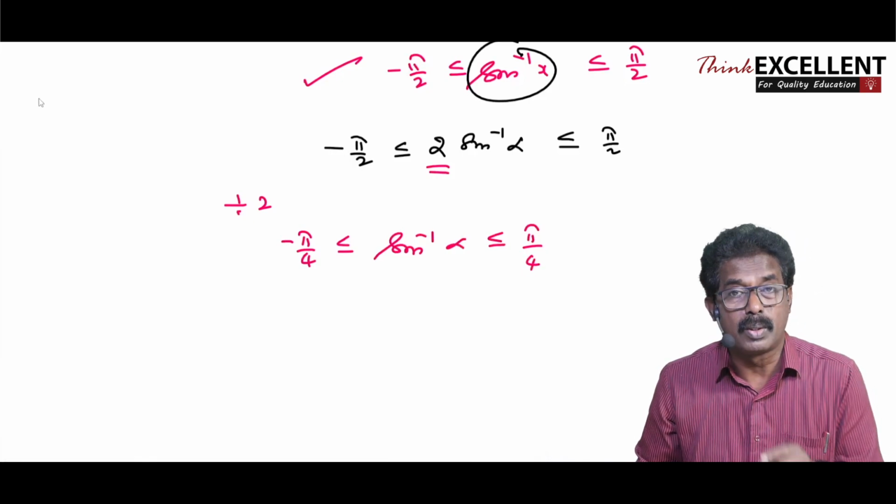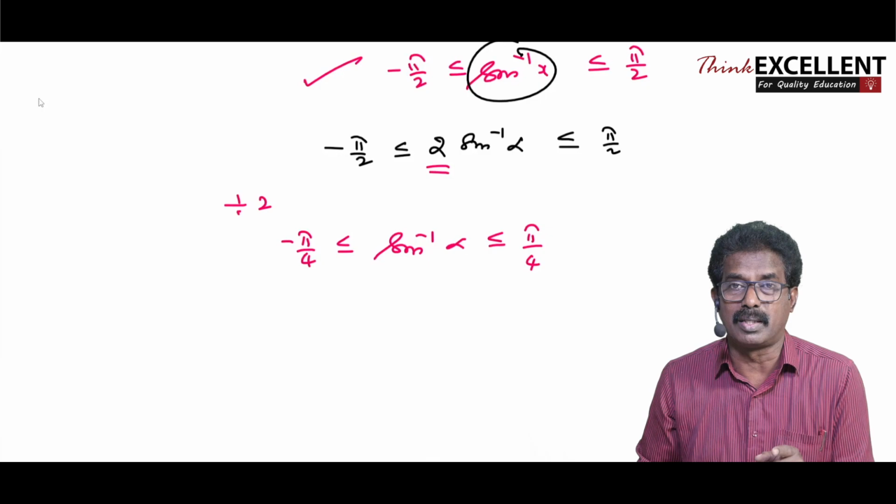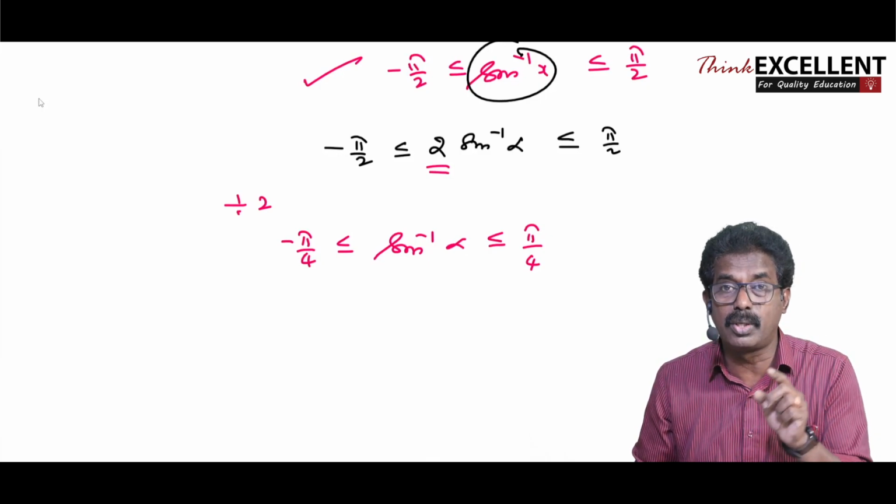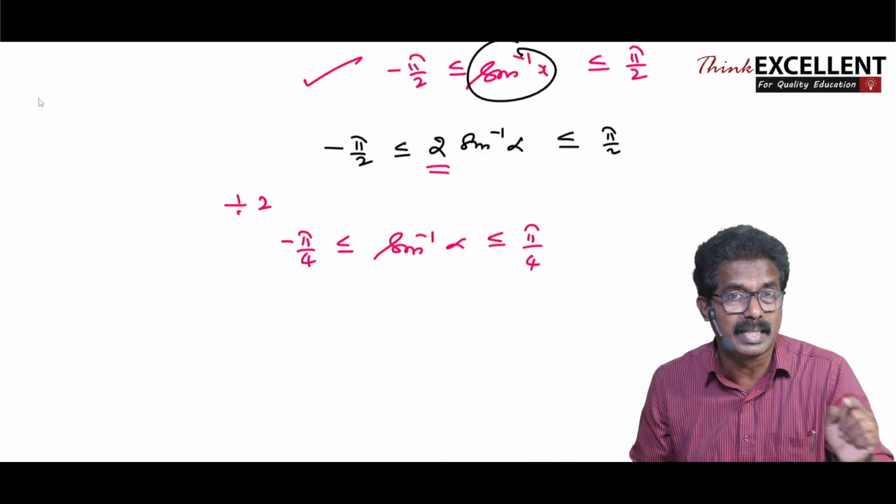Now, I want only alpha. The sine inverse we don't want. So, take sine. You know, sine of sine inverse, that gets cancelled, right?